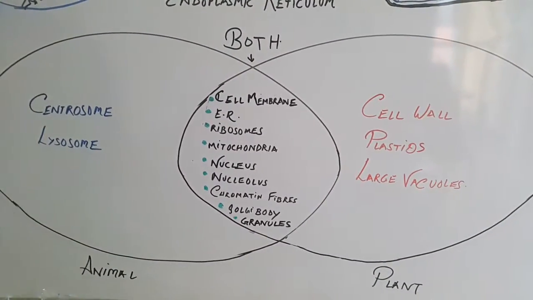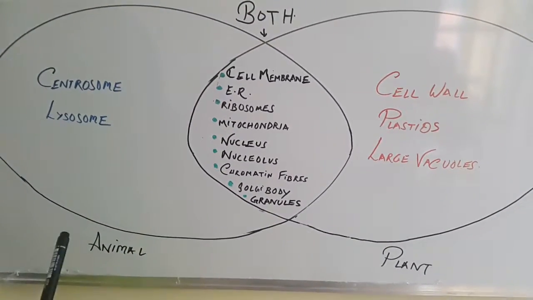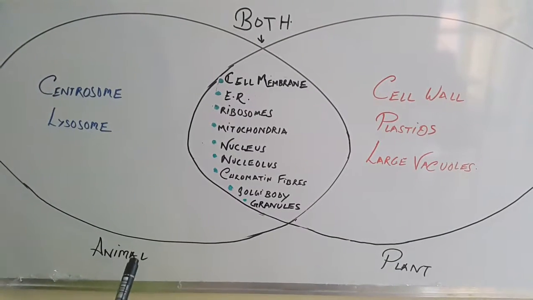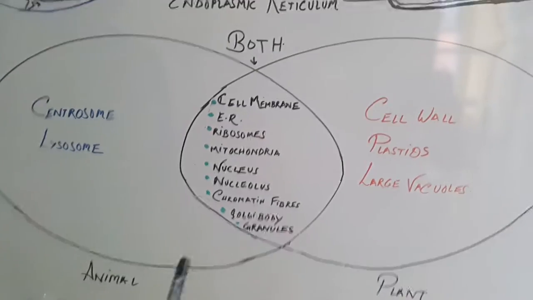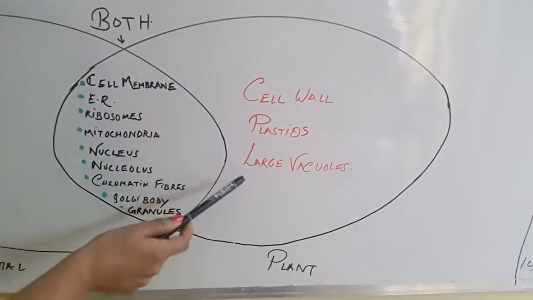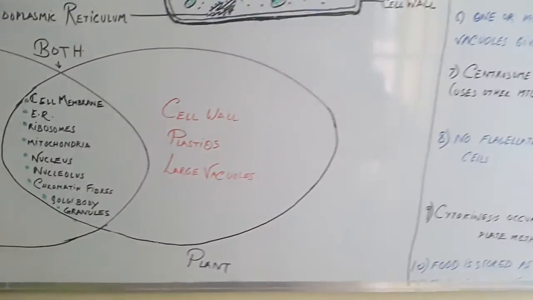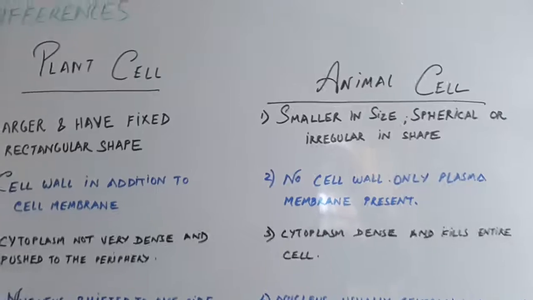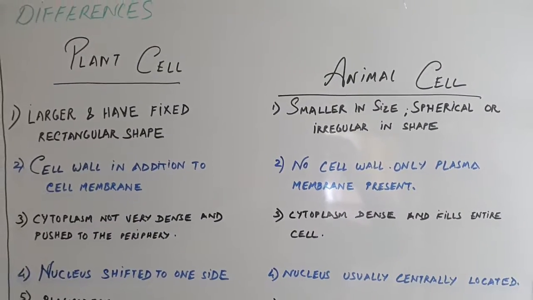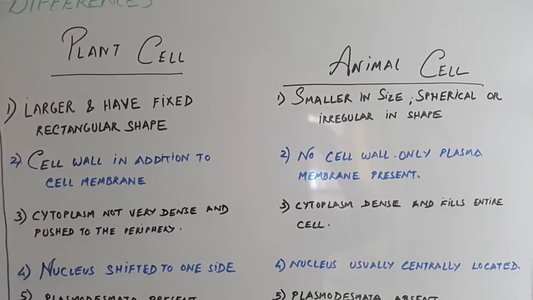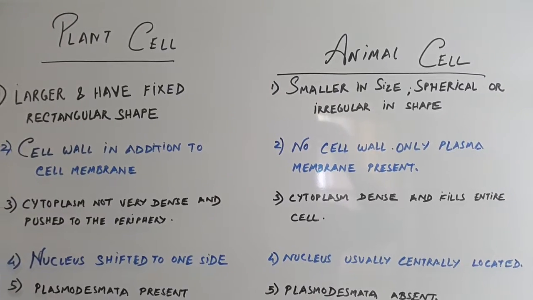Now the presence of lysosome in the plant cell is a matter of debate. Some believe that the lysosome is present in the plant cell and some believe that it is not present in the plant cell and the function of the lysosome is carried out in the vacuole itself. Cell wall, plastids and a large vacuole will only be seen in the plant cell. So here is a table of the differences between the plant and the animal cell. First of all, the plant cell is larger in size and it has a fixed rectangular shape. Animal cell is smaller than the plant cell and it will be spherical or irregular in shape.